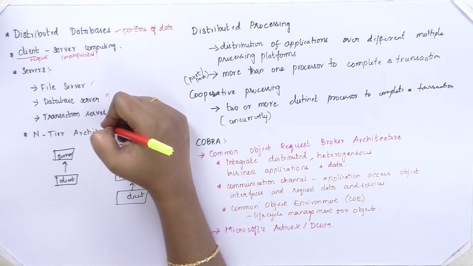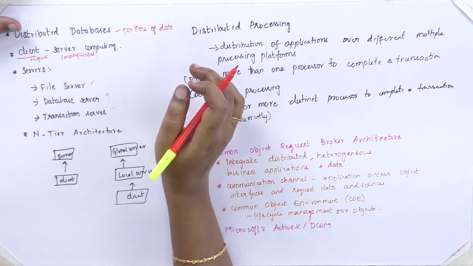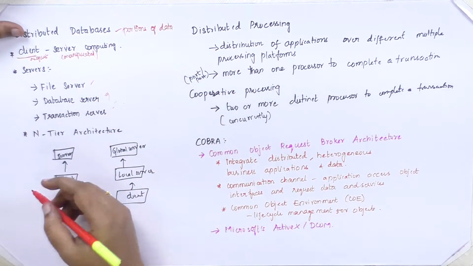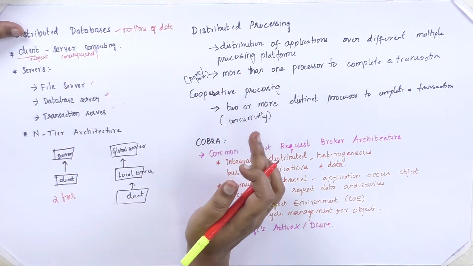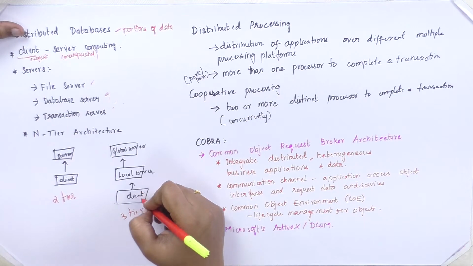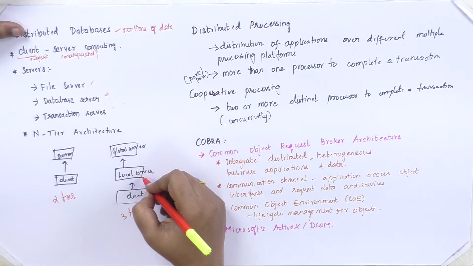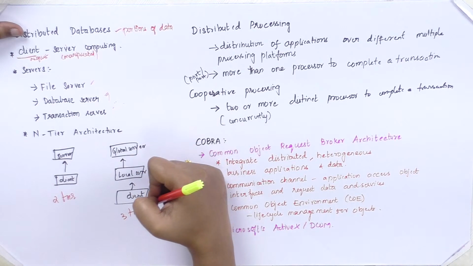So you can have these three kinds of servers in client-server computing. Also for client-server computing, you can have an n-tier architecture. If you are having a 2-tier architecture, a single server and a single client will be there. If you are having a 3-tier architecture, you will be having a client. This client will be sending its request to the local server, and that local server will be sending its request to the global server. The result will be returned back in the reverse manner to the client.